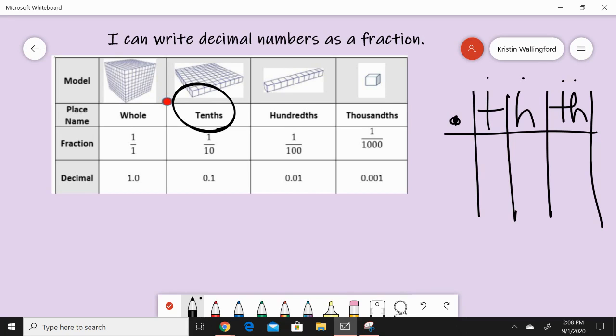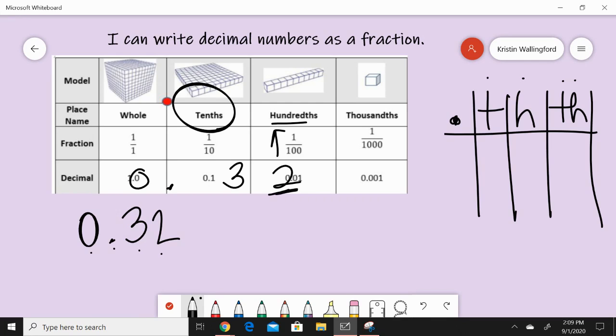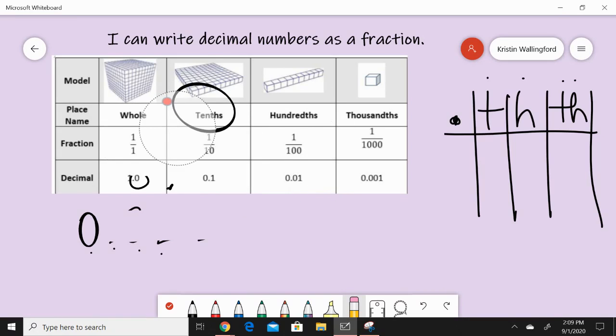So let's try 0.32. All right, so we have 0 and 32 hundredths. So if I put my 3 here, my 2 here, 0, decimal, I know that my denominator is what place it's in. So that is what it looks like. The easiest thing about using your chart is that if you plug in your numbers, it's going to tell you what place it is. So let's go ahead and erase. I don't know why that's not erasing.